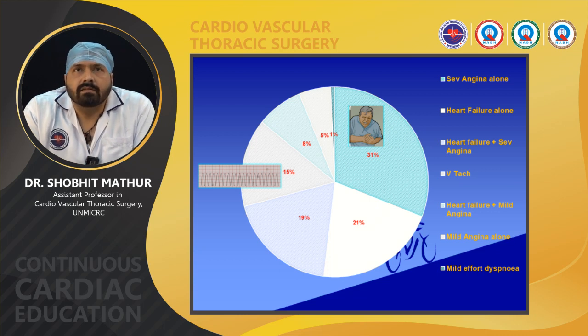So what are the clinical features of aneurysms? The most common is severe, disabling angina. 31% of the patients will present with severe disabling angina. Then there is a spectrum of heart failure alone, or heart failure symptoms with severe angina. That will be approximately 40%. The third commonest symptom, and a very important one, is presentation with ventricular tachycardias that can be fatal and life-threatening. Then minor symptoms are heart failure, mild angina alone, and mild effort dyspnea. So the thing to remember is that the most common symptoms are angina, heart failure, and ventricular tachycardias.